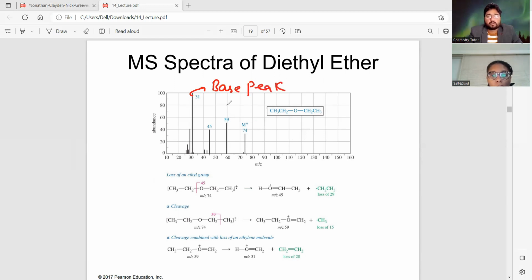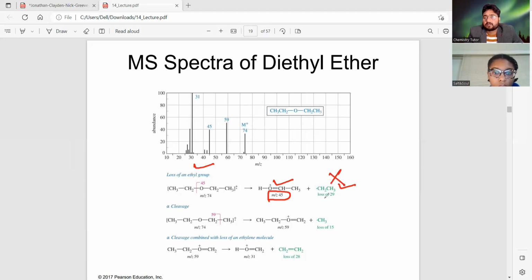Again, we are applying 70 electron volt to this diethyl ether. As a result, we get the molecular ion peak, which appears at m/z 74. First of all, we consider loss of an ethyl group. This compound is symmetrical, so it can happen on both sides. If I do loss of an alkyl group, loss of an ethyl group, I am cleaving this bond. Again you get an oxonium ion, and the m/z value of this fragment is 45, with a loss of 29. The lost fragment will not appear in the mass spectrum. So the detected fragment appears at 45. So this is the fragment.